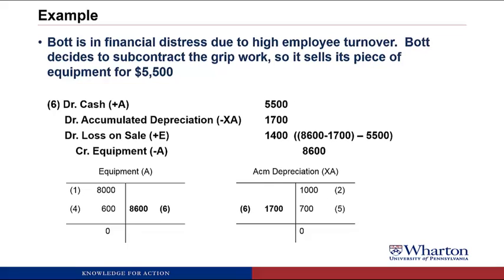Now at this point, our debits don't equal our credits. What we need is a plug for loss on sale. And it's a loss on sale because the cash proceeds of $5,500 are $1,400 less than the net book value at this point, which is $6,900. So we debit loss on sale for the $1,400 difference.